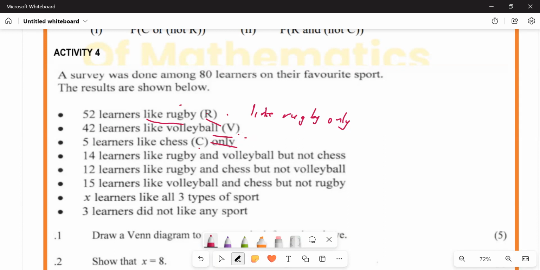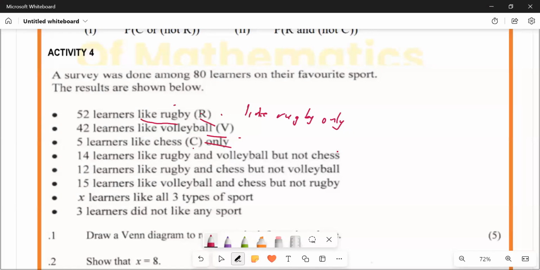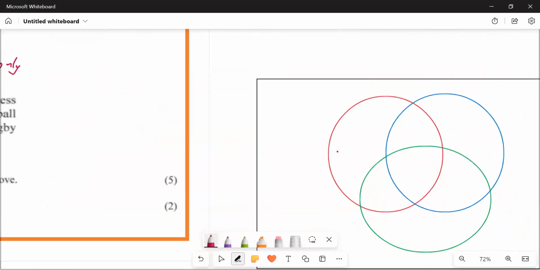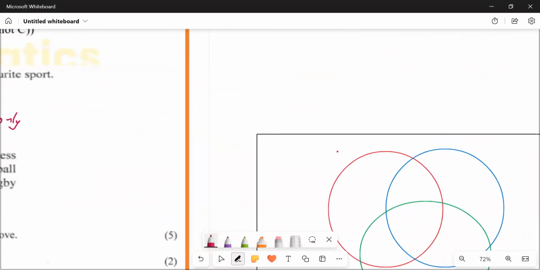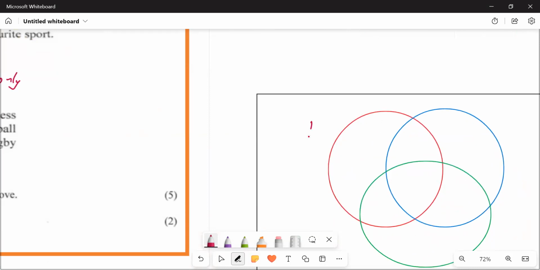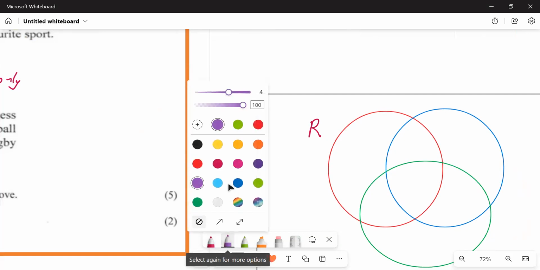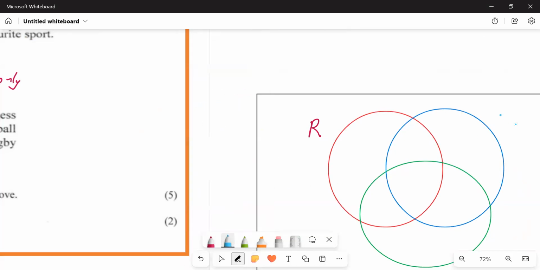a Venn diagram, we're going to have 3 different circles, something like this. Now, we can say, okay, let the red one represent rugby. So we'll write which this one here is R. And then we'll then have the blue one, which is going to represent what? It's volleyball. And then we have the green one. The green one is going to represent what? Chess.